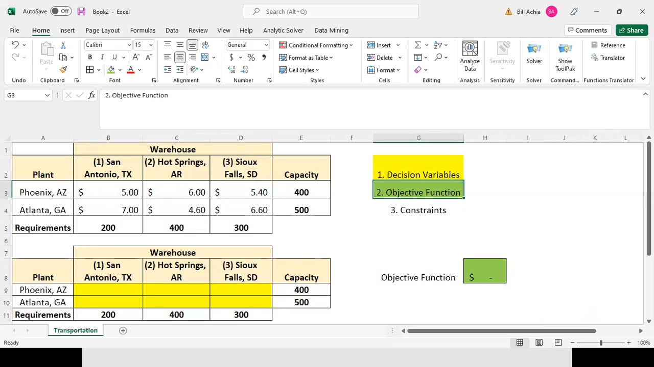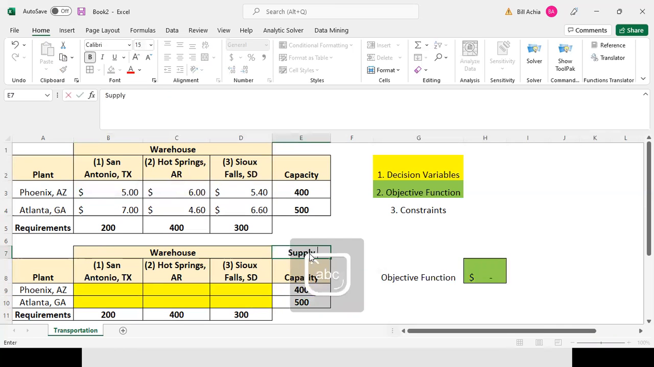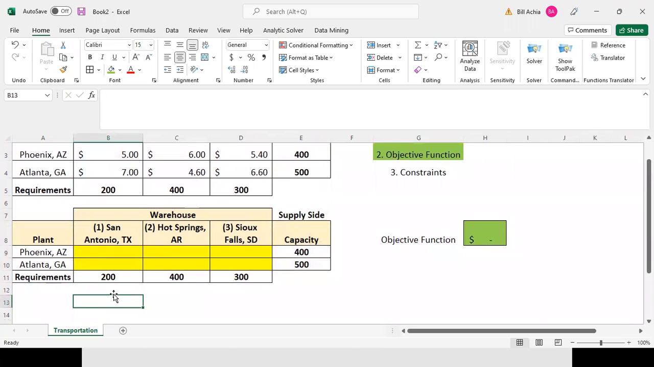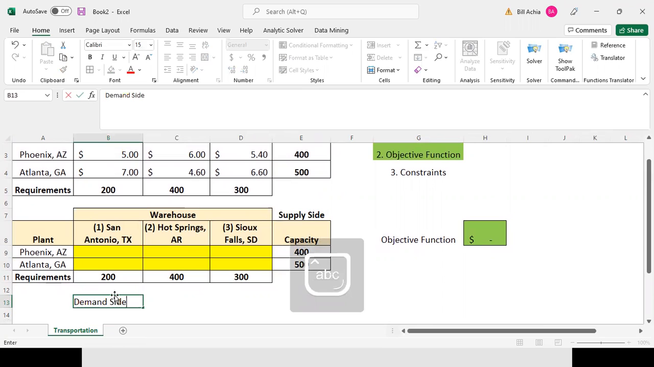Okay, now you're going to have what I call supply side constraints, which refer to how much those two plants can actually supply your customers. In this case, the maximum that they can supply is 400 and 500. Those are your supply side constraints. Then you also have your demand side constraints, which tell you how much your customers need.